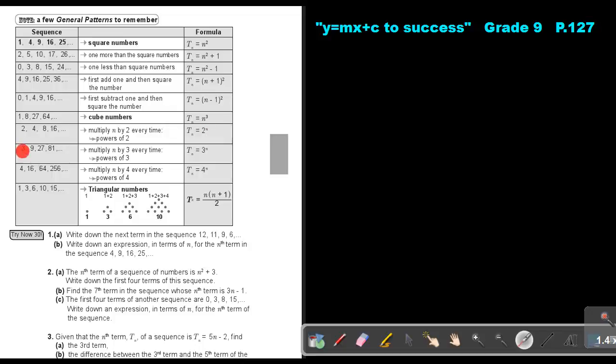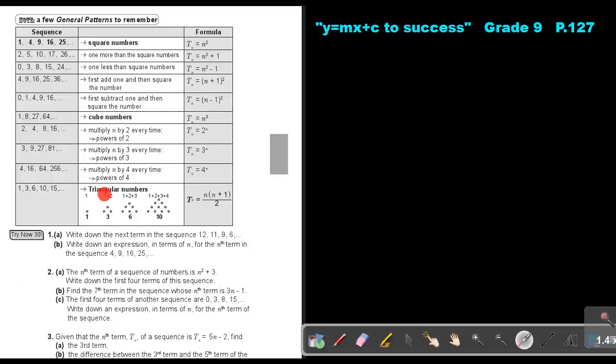This is the same. 3, 9, 27. So it's 3 to the power 1, 3 to the power 2, 3 to the power 3, 3 to the power 4. So it's 3 to the power n. If you get 4, 16, 64, 256, then it's now just 4 to the power 1, 4 to the power 2, 4 to the power 3.